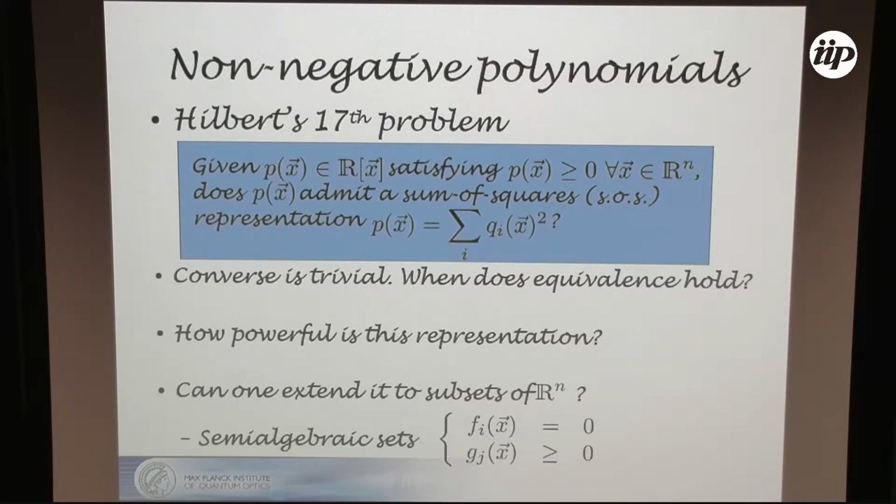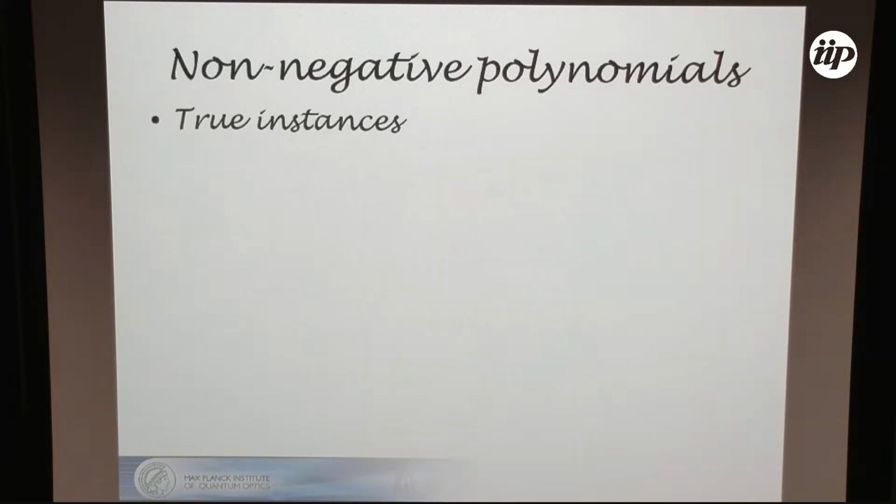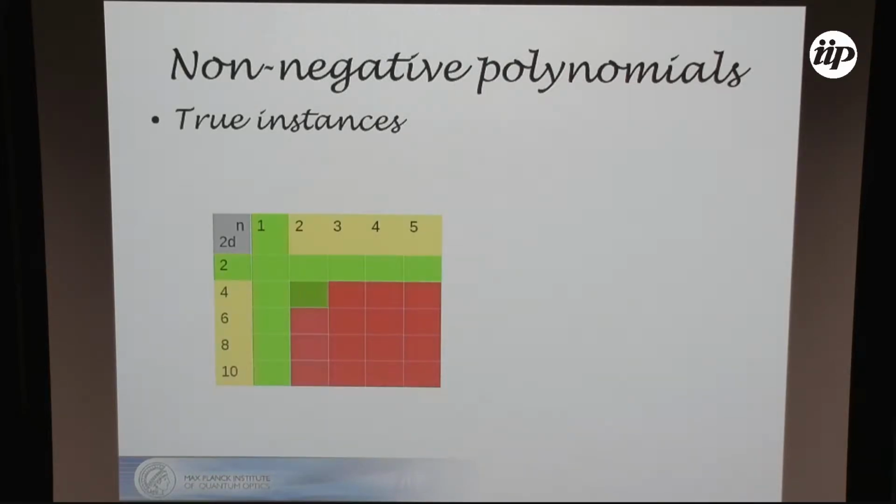What I will be using actually for our results is if one can extend it just to a subset of Rn. So a semi-algebraic set, which means a set of zeros of polynomials, and a set where some other polynomials are non-negative. So let's look at what instances are true to situate ourselves, right? So if n is the number of variables and 2d is the degree of the polynomial, and now I'm considering all the domain like Rn. Of course, just even degrees, right?